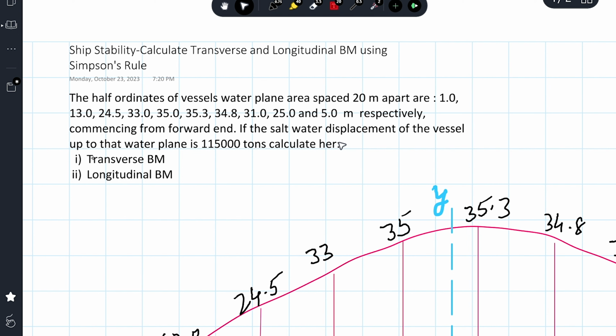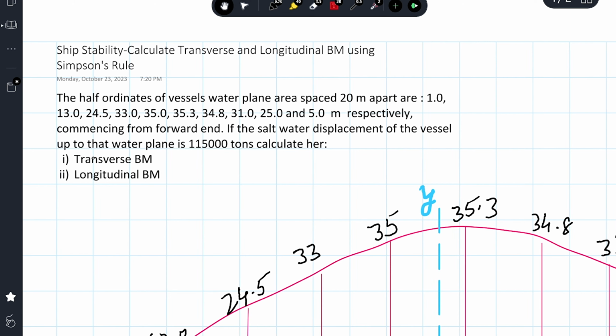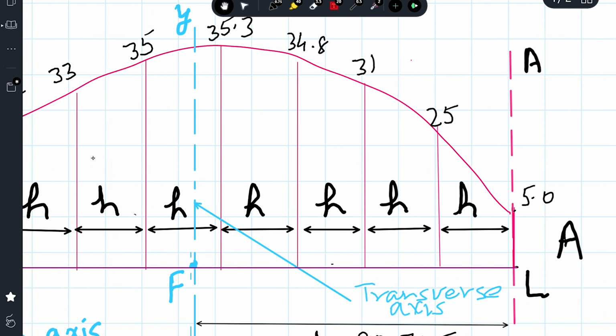Saltwater displacement of the vessel up to that water plane is 115,000 tons. Calculate her transverse BM and longitudinal BM. So what is transverse BM and what is longitudinal BM?